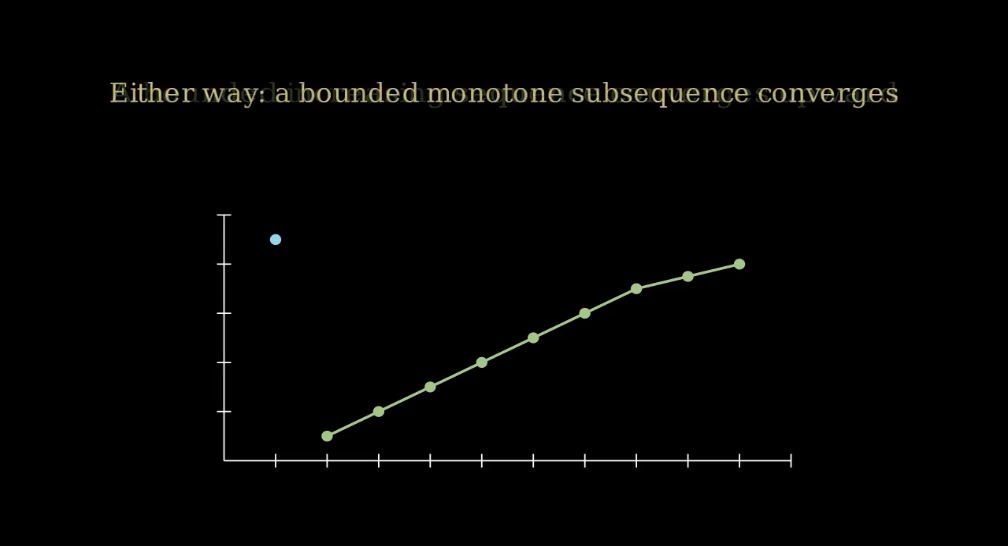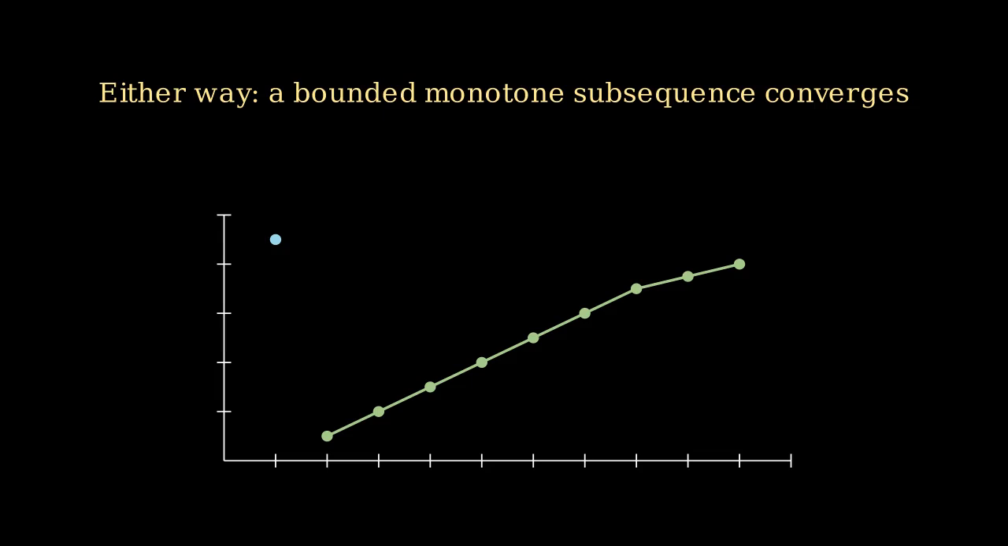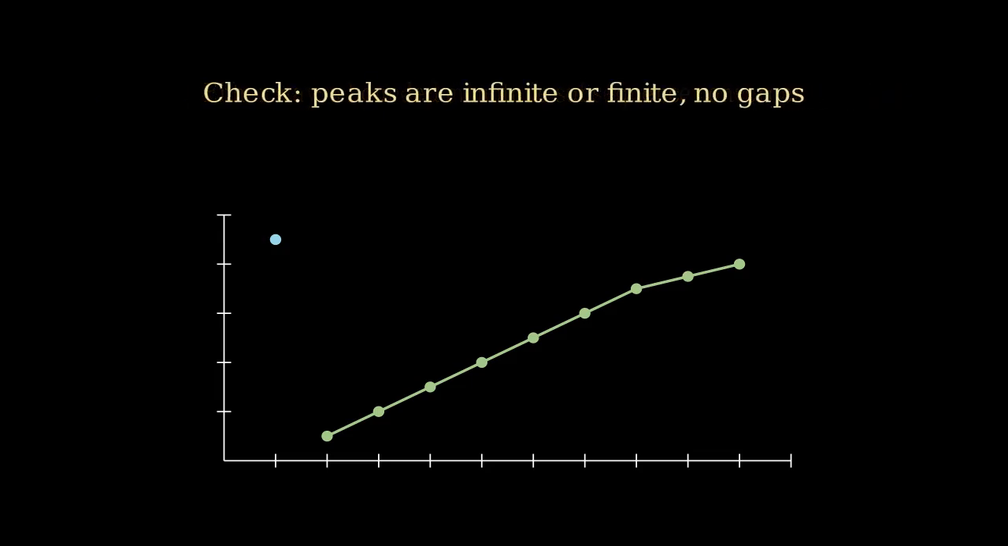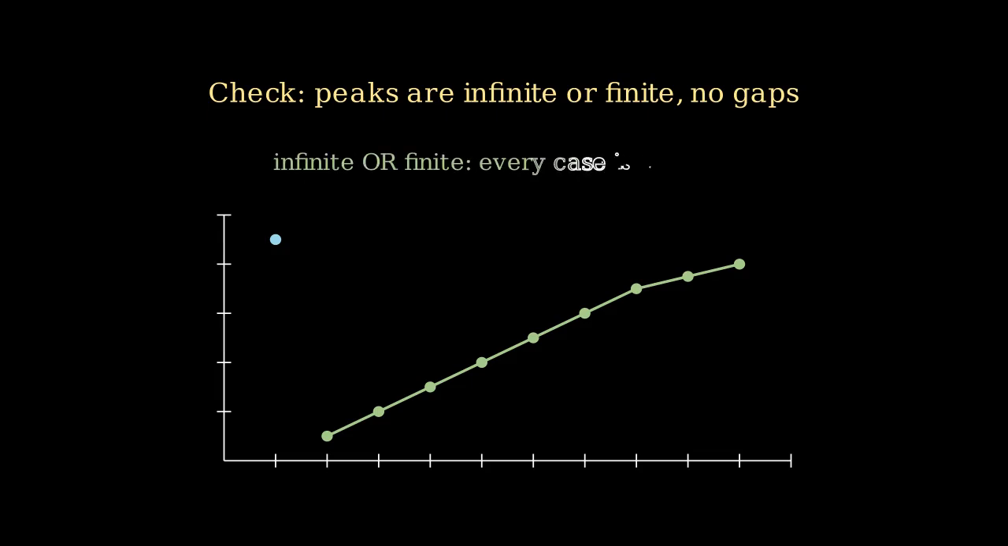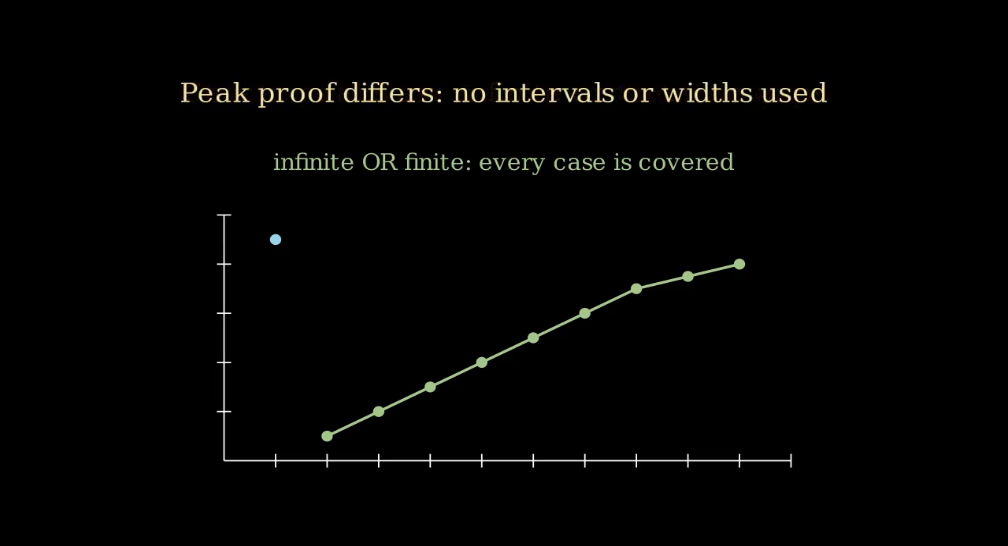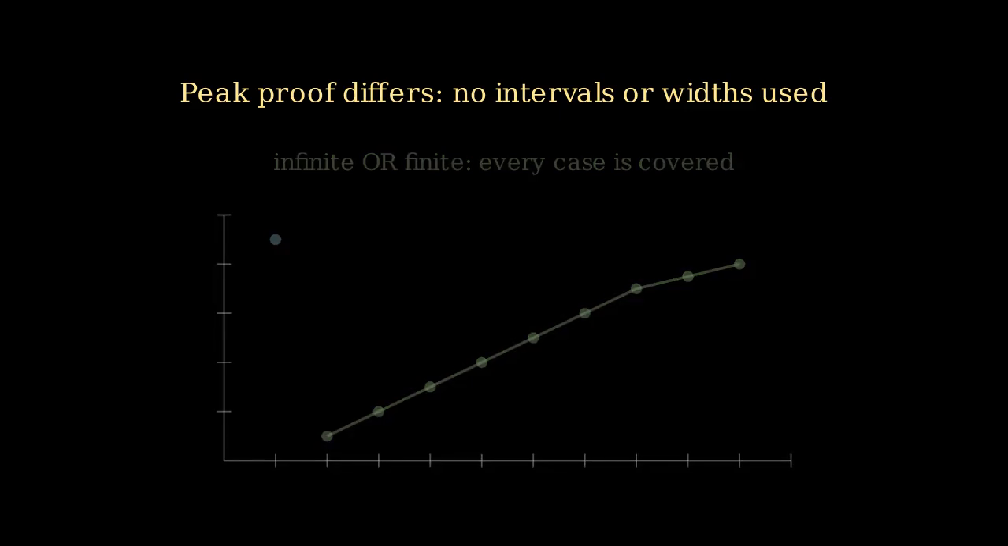So in either case, whether there are infinitely many peaks or only finitely many, we always end up with a monotone bounded subsequence, and such a subsequence always converges. As a check, notice both cases together cover every possible sequence completely, since the number of peaks is either infinite or finite, with no other option, so the proof leaves no gaps. This peak proof is genuinely different from the bisection proof, because it never touches the interval or its width at all. Instead, it organizes the sequence itself by comparing terms directly to build monotonic order.